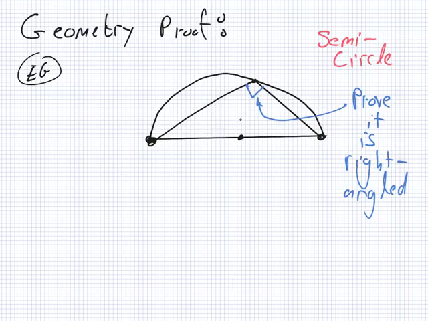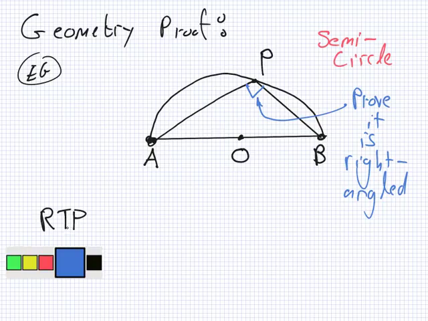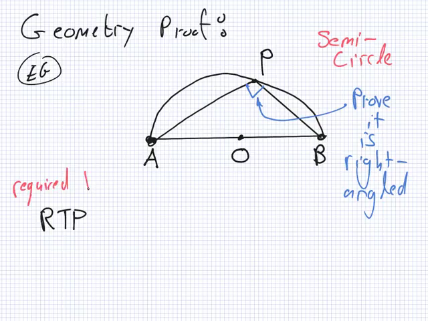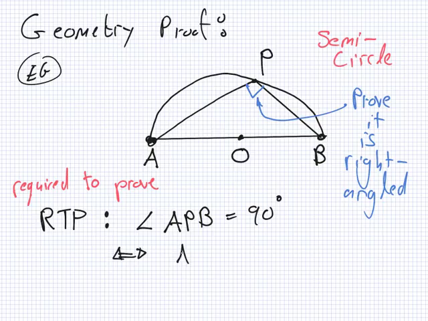Yeah. So I have to give the points some names, so I'll just call this O, I'll call this A, I'll call this B, and I'll call this P. Does anyone know what RTP is? It means required to prove. So we're required to prove that angle APB is 90 degrees. Which, by the way, is the same thing as proving that AP is perpendicular to PB. So this is the key.